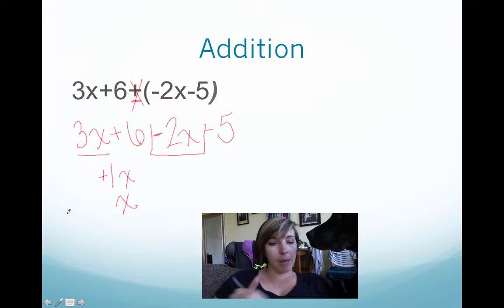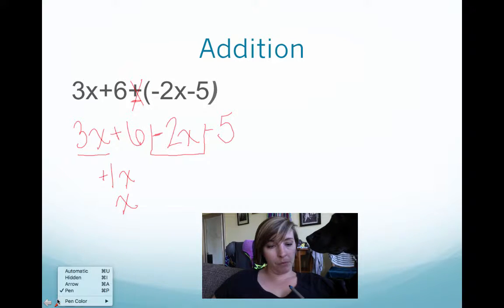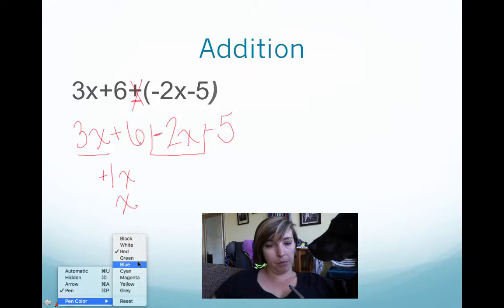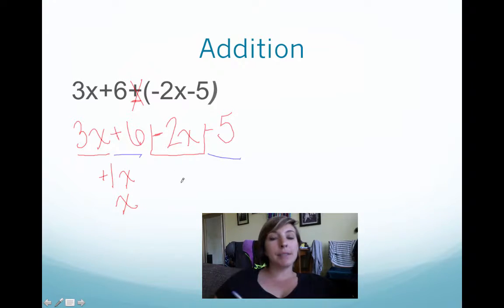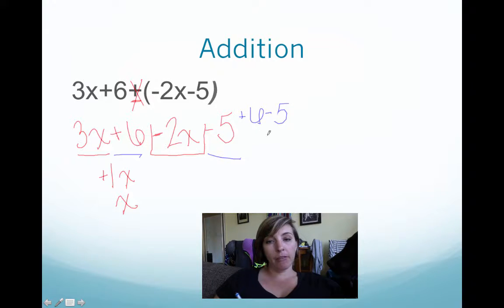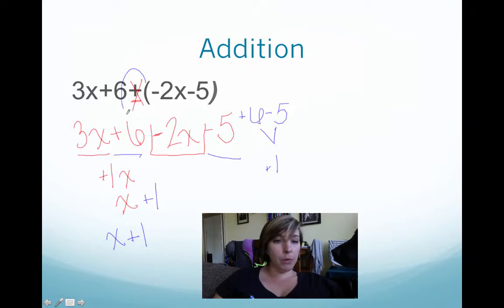And then after that, I'm going to go ahead and change my pen color here. Blue, so I can distinguish between the terms. So after that, we have positive 6, negative 5. Positive 6 minus 5 gives us positive 1. So we end up with x plus 1. So our expression becomes x plus 1. So that's how you do it with addition. And again, that is only when there is a plus sign on the outside of your open parentheses.